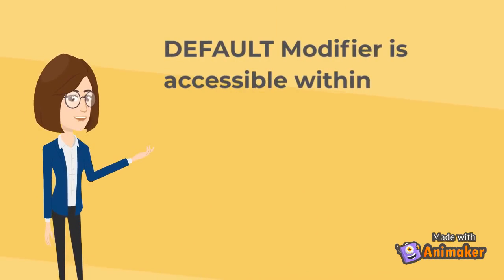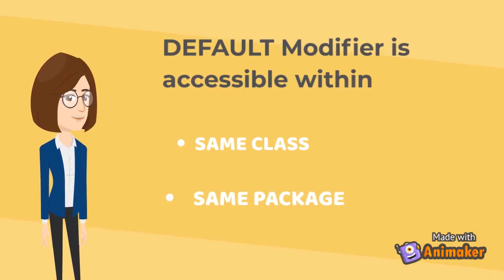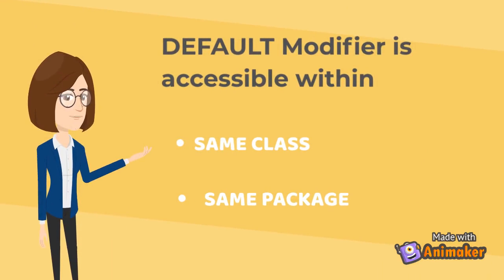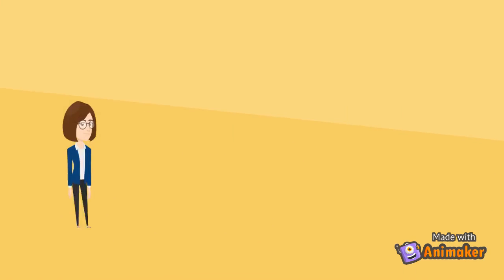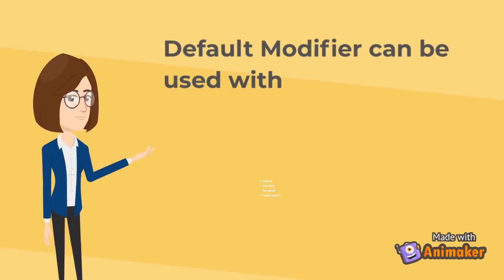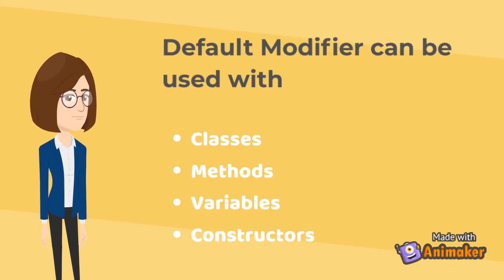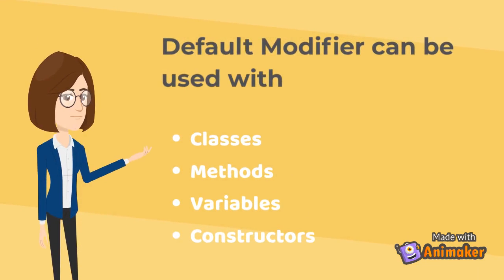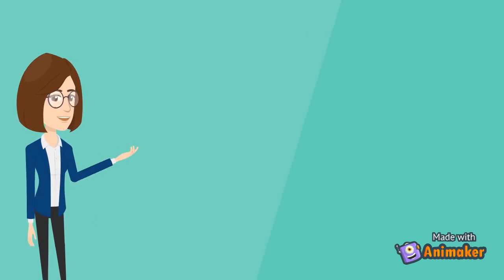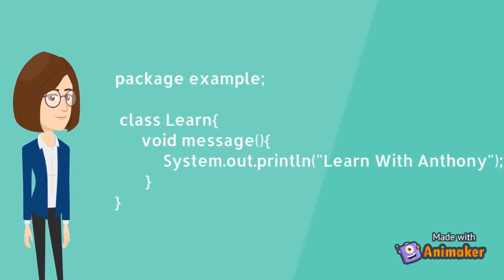The default modifier is accessible within the same class and within the same package. The default modifier can be used with class, method, variable, and constructor. Now, let's see an example for the default access modifier.